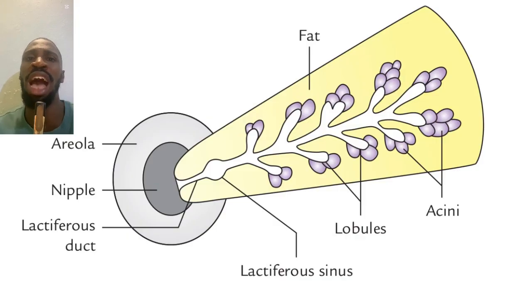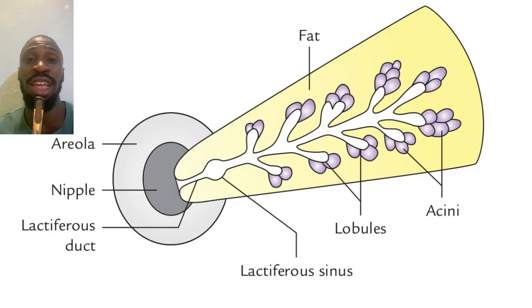Now these lobules open into a duct called the lactiferous duct. So we have lobules, we have lobes, and each of these forms a cluster and opens into the lactiferous duct. Now the lactiferous duct opens into the lactiferous sinus. Again, the lobules form clusters of acini. Then the lobules open up into the lactiferous duct. Then the lactiferous duct forms a long tube which later opens into the lactiferous sinus.